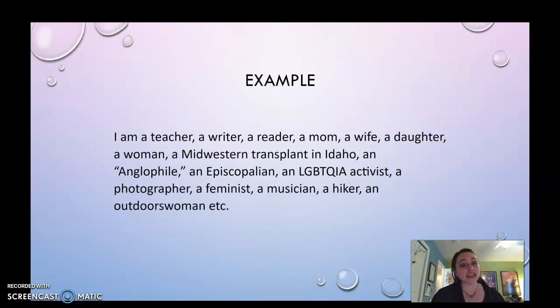So here's my example, and actually I have a longer version of this somewhere, but this is my shorter version. I am a teacher, a writer, a reader, a mom, a wife, a daughter, a woman, a Midwestern transplant in Idaho, an Anglophile. That's a person who really likes British pop culture. An Episcopalian. That's my religion. An LGBTQIA activist. A photographer. A feminist. A musician, a hiker, an outdoorsman, etc. It keeps going. I have a longer version, like I said. Every time I teach this, I end up adding a few more elements to the list, and so the current one is much longer.